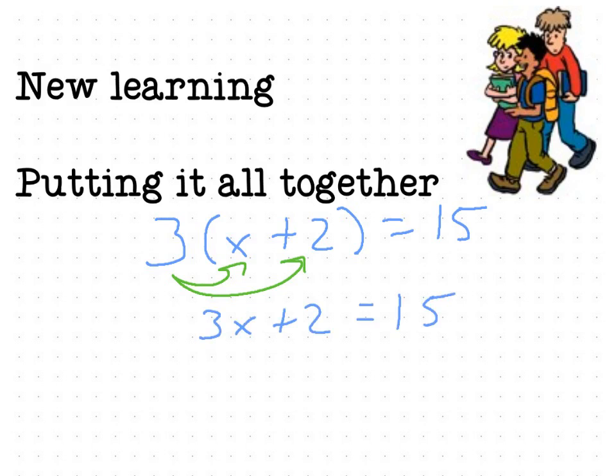Now I need to get rid of the constant. So to get rid of the constant, I will subtract 2 on both sides, and I am left with 3x equals 13.